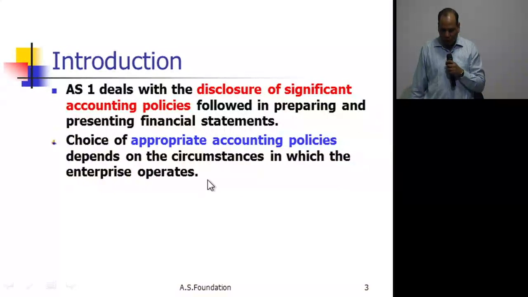Choice of appropriate accounting policy depends on the circumstances in which the enterprise operates. Is it right? Different enterprises may operate in different circumstances. Accordingly, they will choose the accounting policy. A software company and a manufacturing company may use different accounting policies for depreciation. Is it right? So therefore, what is right or what is wrong will depend on the type of enterprise. Okay.